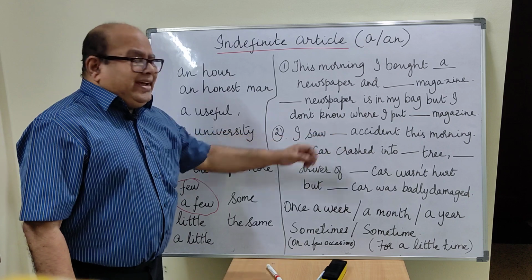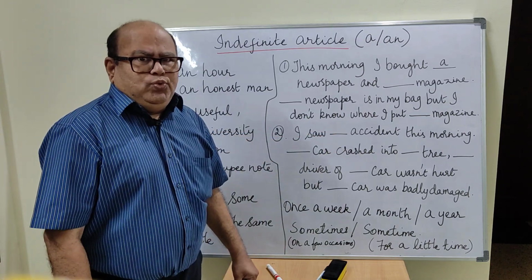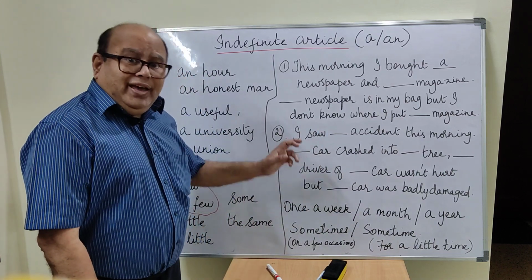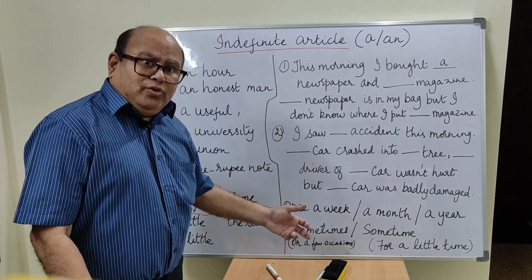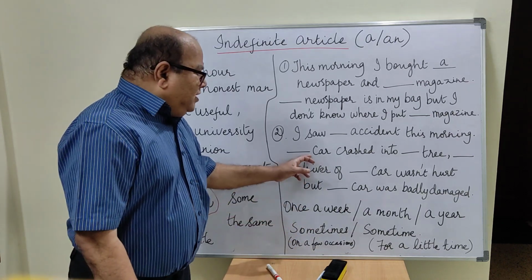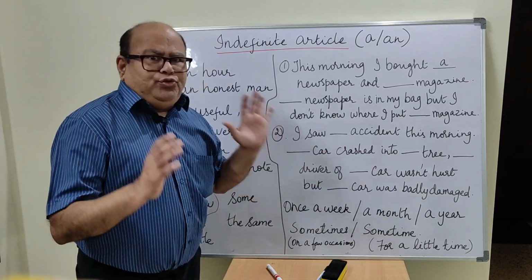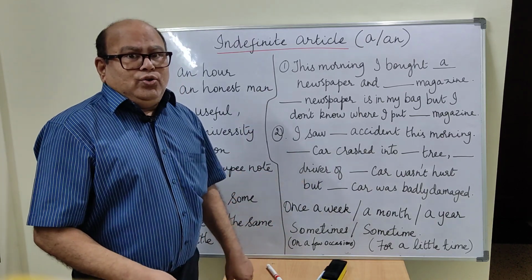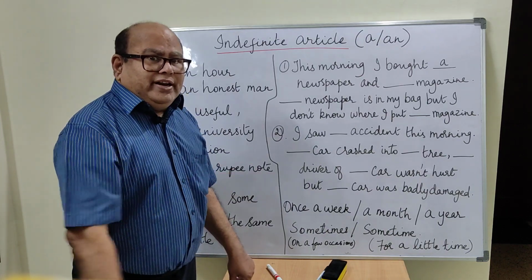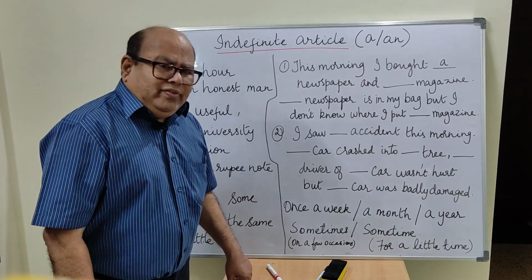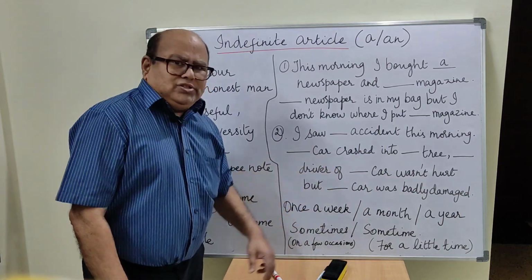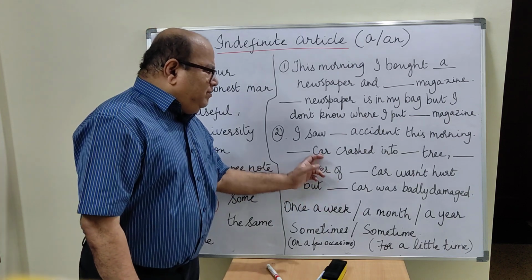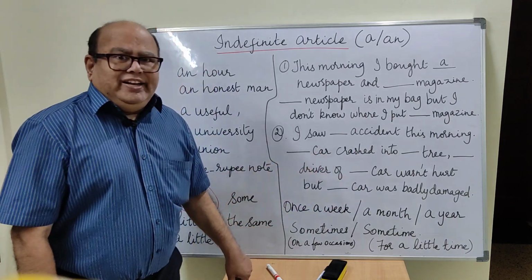I saw an accident. A-E-I-O-U. An accident this morning. A car. You are talking about the car for the first time. A car had crashed into a tree. The driver of the car. You are talking about that particular driver. The driver of the car wasn't hurt, luckily. But the same car was badly damaged.